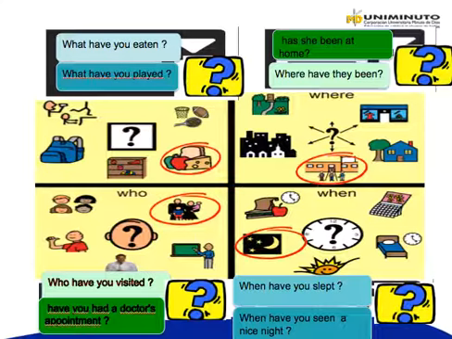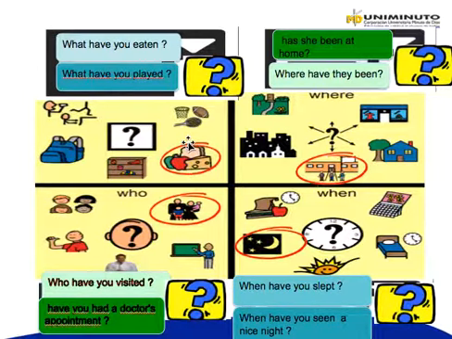In this part we have, what have you eaten? What have you played? Has she been at home? Where have they been? Who have you visited? Have you had a doctor's appointment? When have you slept? When have you seen a nice night? So according to this part, what do you have to do? You have to select the correct question according to the picture that is in a red circle.